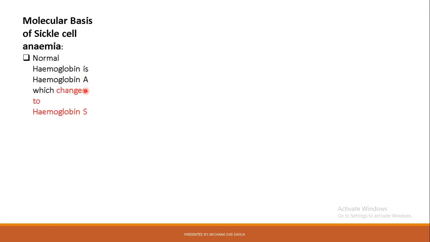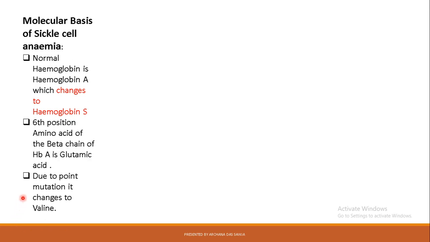Now, what is the molecular basis of sickle cell anemia? Why does it happen? HbA is the normal gene. Then what happens in sickle cell anemic people? This defect was due to a type of mutation. Normal hemoglobin is hemoglobin A, which changes to hemoglobin S. This hemoglobin S is the defective one. A person who has hemoglobin in this form will be the affected individual showing the symptoms of the disease.